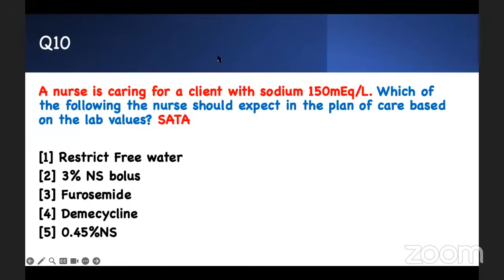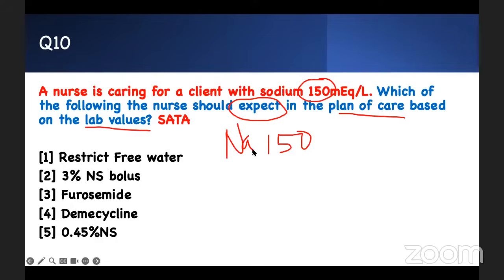Number 10, you have to know how to treat fluid and electrolyte imbalances. Which of the following should the nurse, once again, expect in the plan of care based on the lab results? So what do I expect in the plan of care based on the lab results? A nurse is caring for a client with sodium 150. What is this? Hypernatremia.